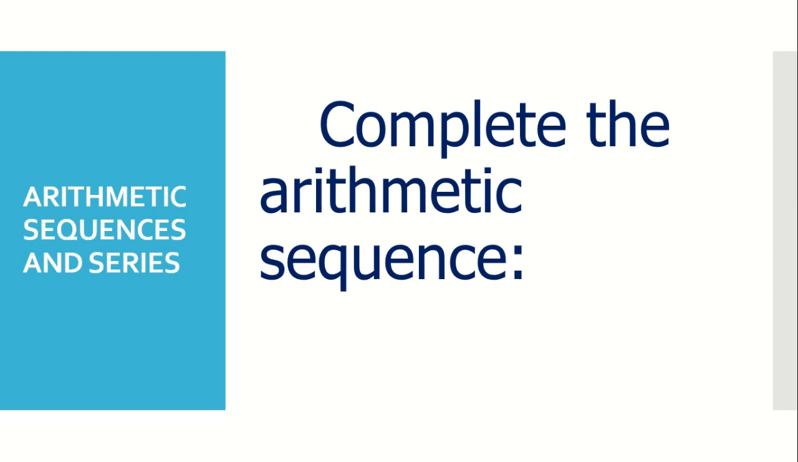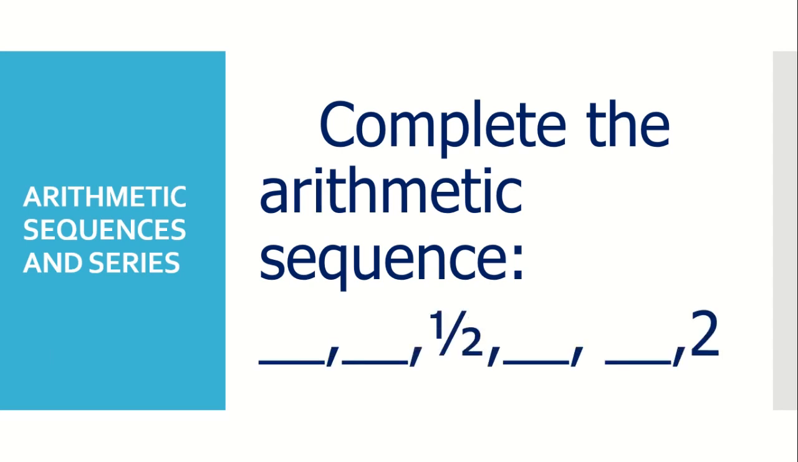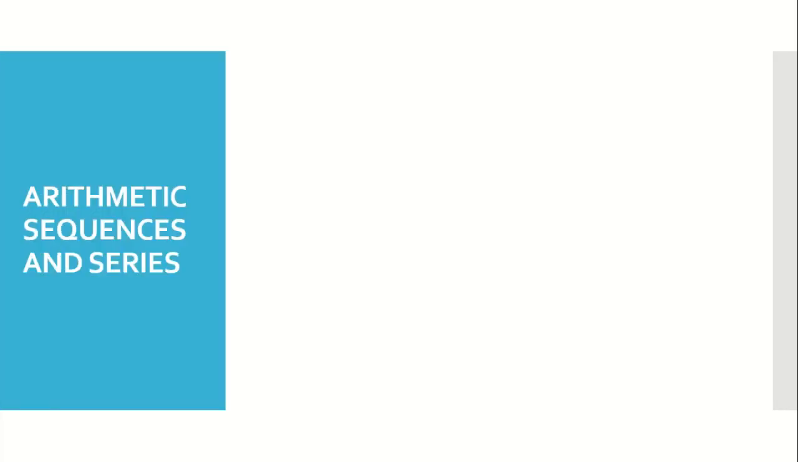Let's have this example. Complete the arithmetic sequence. We have two numbers before 1/2 and two numbers after 1/2, and the last term is 2. So we have 6 numbers. So since the third term and the sixth number are given, we have a sub 3 is equal to 1/2 and a sub 6 is equal to 2.